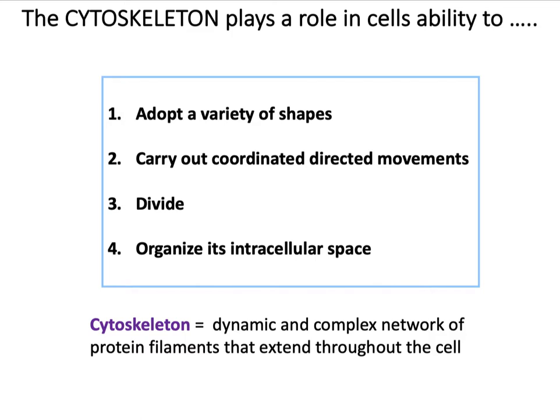The word cytoskeleton invokes the image of a very rigid structure, like the skeleton of an animal. But this nomenclature is unfortunate, because the cytoskeleton is not a rigid, unchanging structure, but a very dynamic and complex network of proteins and filaments. They extend throughout the cell. They shrink and grow as the cell needs it for whatever cellular function is being carried out. So please keep in mind when you are studying this topic that the cytoskeleton is not a permanent, unchanging structure in the cell, but is very dynamic and continuously changing according to the needs of the cell.